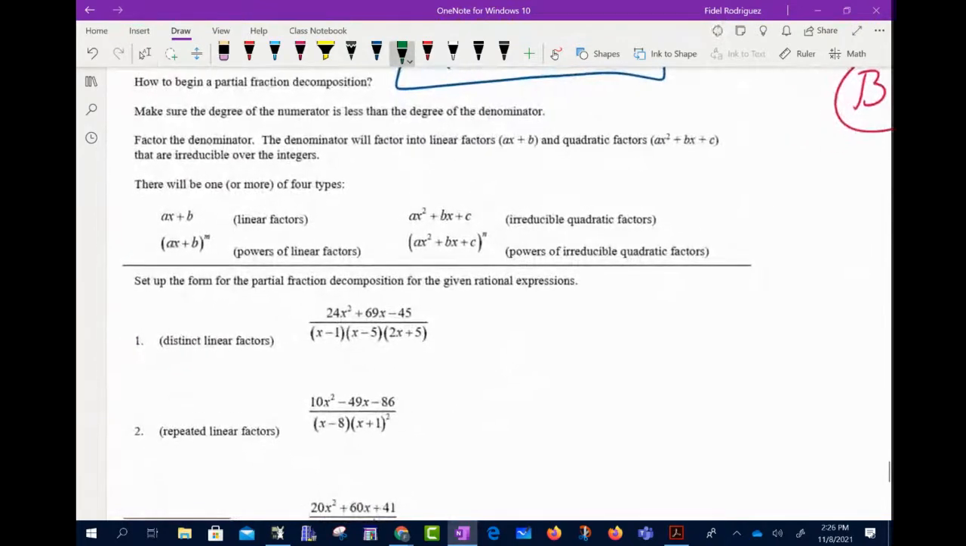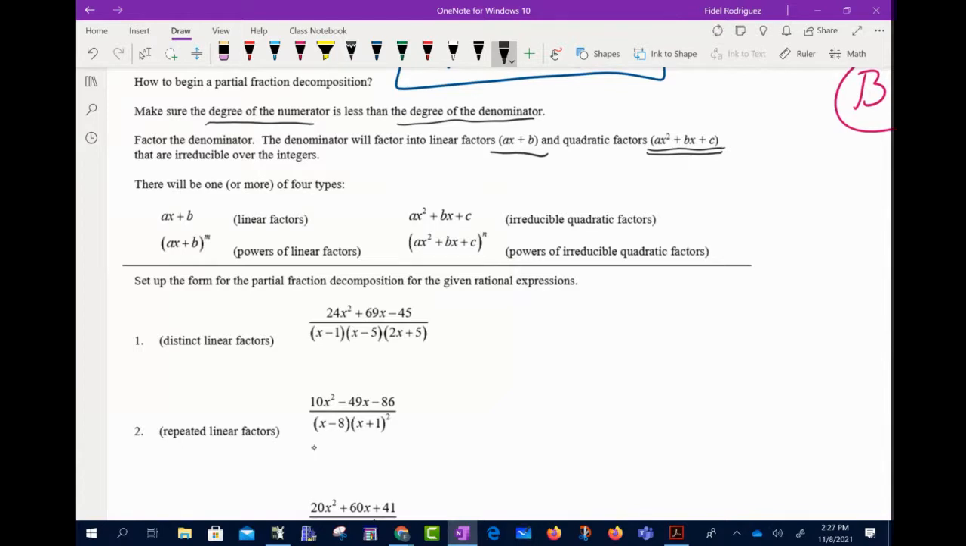What we're going to do is figure out how we start these partial fraction decompositions. The first part says make sure the degree of the numerator is less than the degree of the denominator. What the degree refers to, y'all, is the highest power of x. So the numerator, which is the one on top, must be smaller than the one on the bottom. Number 2, we're going to factor the denominator. The denominator will factor into linear factors, which means the power of x is just 1, or quadratic factors, which means we have x squared, that are irreducible over the integers. All that means is that these factors cannot be broken down into 2 linear factors like the way we've talked about factoring before.